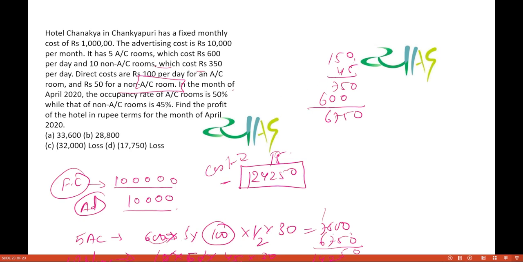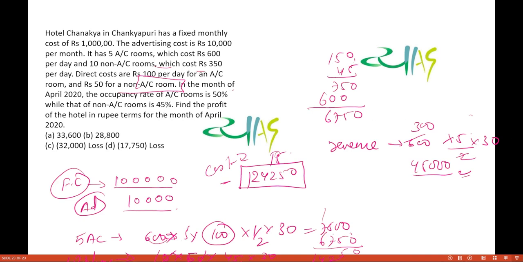And for this how much cost are we having? Okay, revenue, how much are we earning basically. So revenue: we are having this 600 rupees tariff and 5 AC rooms. Occupancy is half for 30 days. Okay, for 30 days. The month of April is, I think, 30 days only. Okay, fine. So this will be equal to how much? This will be equal to this 300. So the cost is 4500. Okay, so the revenue is 4500.